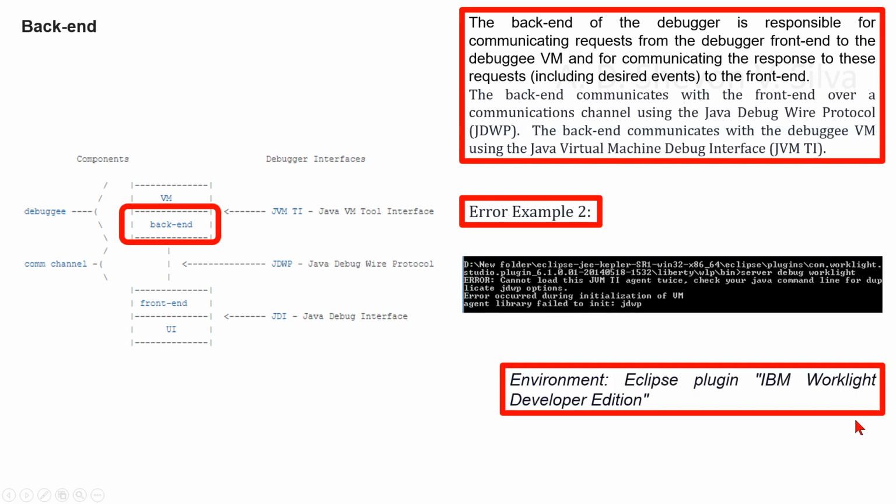As error example 2, we can consider this one. Error: cannot load this JVMTI agent twice. Check your Java command line for duplicate JDWP options. Error occurred during initialization of VM. This occurred in the environment of the Eclipse plugin IBM Worklight Developer Edition.